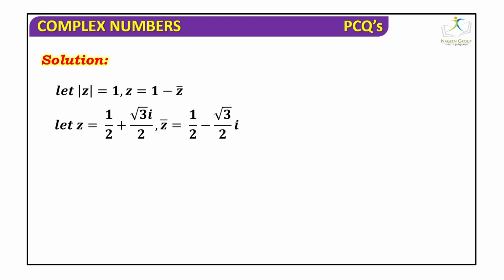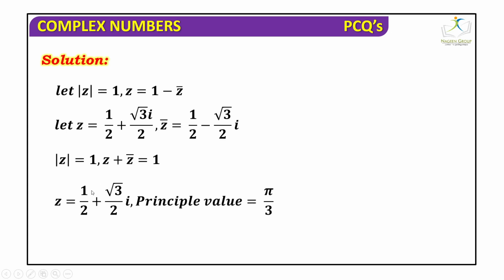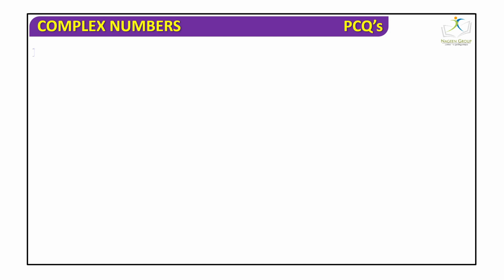conjugate of z. So first of all, let z equal to 1 by 2 plus root 3 iota by 2. Okay, so from this the conjugate of z will be 1 by 2 minus root 3 by 2 into iota. Here we find the modulus of conjugate of z, it will be 1, right? And here if you add z and z bar, this will be 1. Okay, you have considered it this way. Now here if z is equal to 1 by 2 plus root 3 by 2 iota, then the principal value will be pi by 3. Clear? So here we have options, we can tick mark it.